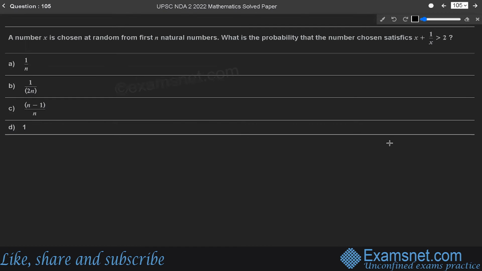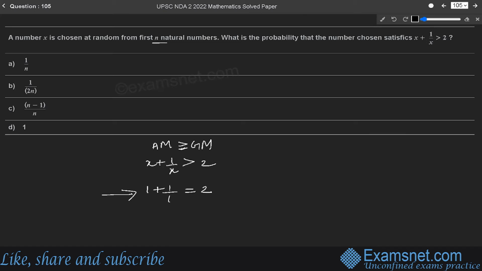Next question is also a very simple question. A number x is chosen at random from the first n natural numbers. What is the probability that the number chosen satisfies x plus 1 by x is greater than 2? There is a concept that arithmetic mean is greater than or equal to geometric mean. In the question it is only x plus 1 by x greater than 2, with no equal to sign. So there is only one number that fails this, because when x is equal to 1, it will be 1 plus 1 upon 1, which equals 2. So there is only a single number that does not satisfy this inequality.